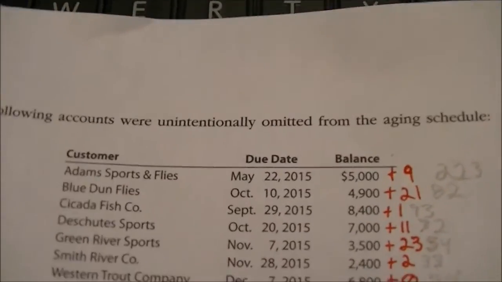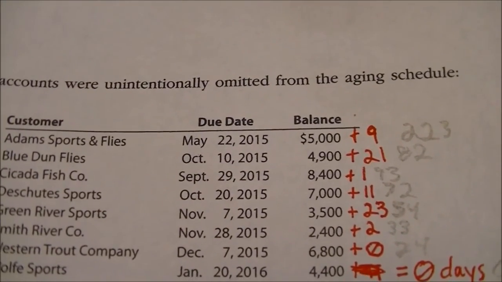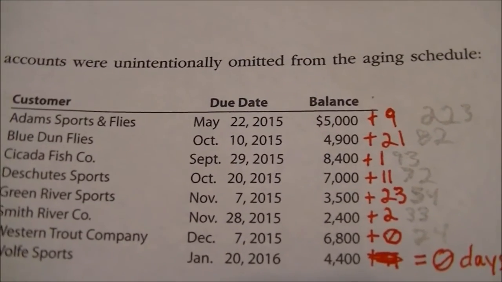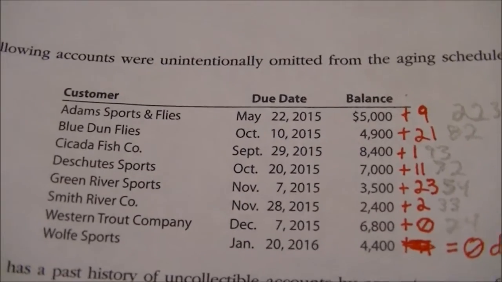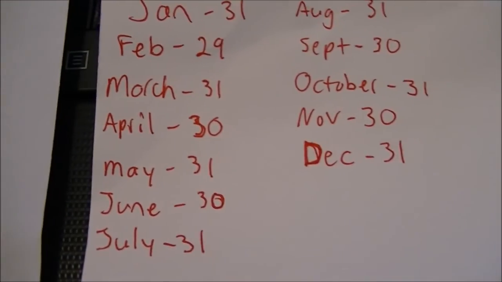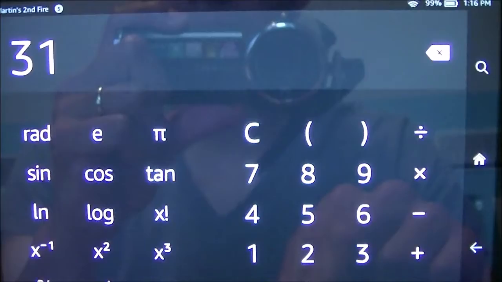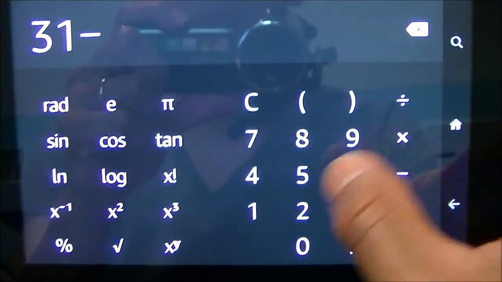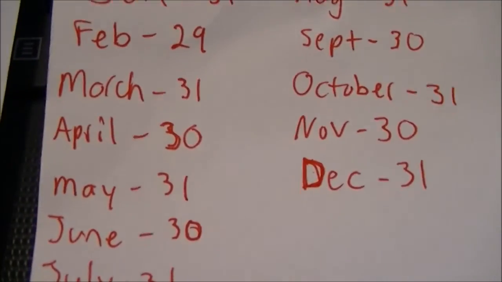we have customer Adam Sports and Flies. The due date was on May 22nd, 2015. And don't worry about the balance for right now. So May 22nd. So what we do is we come over here and look at May. May has 31 days. So we go to our calculator and we type in 31 minus 22. So 31 minus 22 equals 9. Okay, and that was for May.